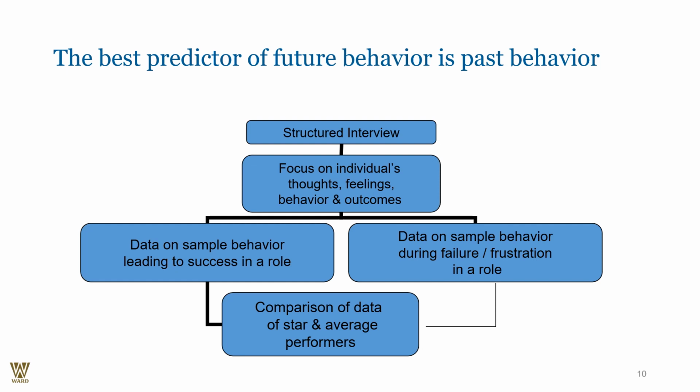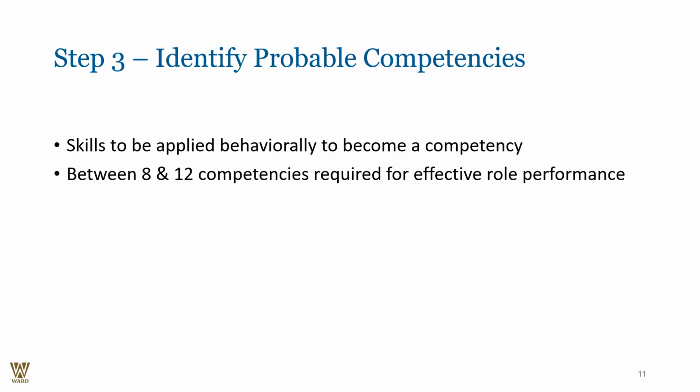Now, believe it or not, we are talking about competencies. If I have been successfully operating and managing the show for a considerable period of time, that means my good work is going to be reflected in my future performance also. Step three is the time to identify the probable competencies. Skills that are applied behaviorally become competencies. Between 8 to 12 competencies are required for job performance to be done optimally and effectively. So that is what we will be looking forward to.